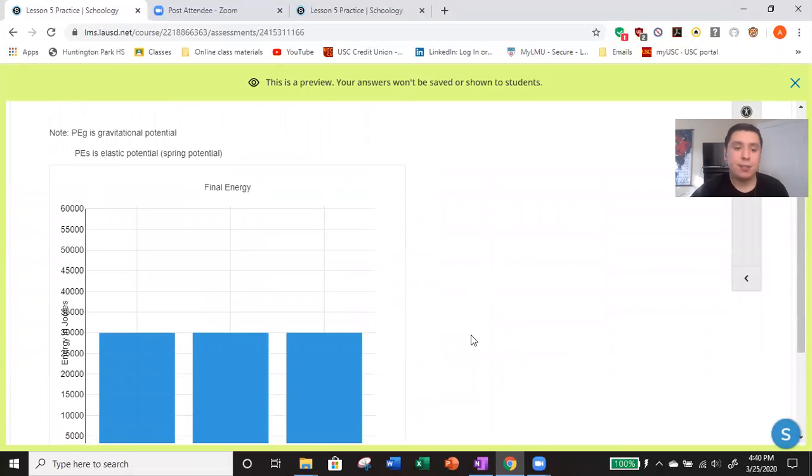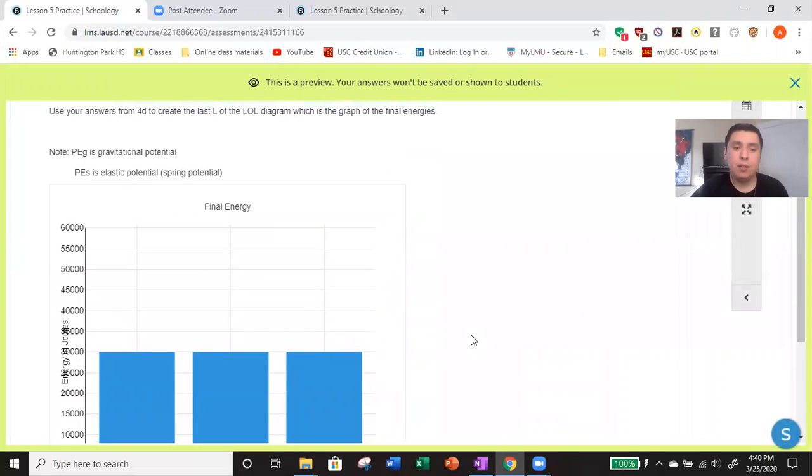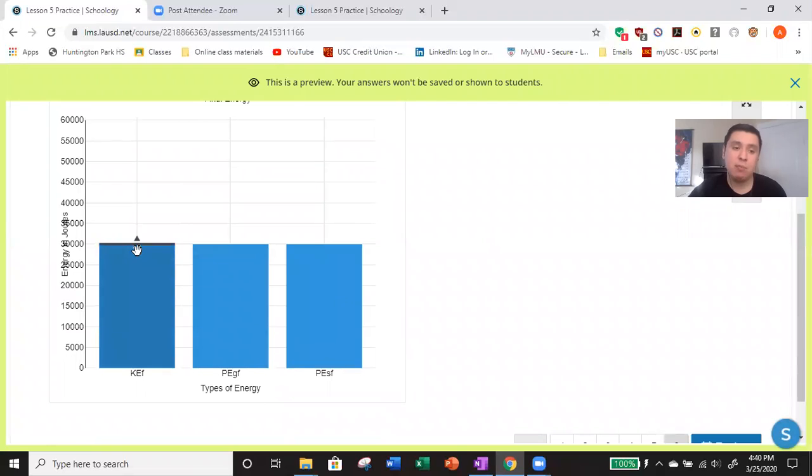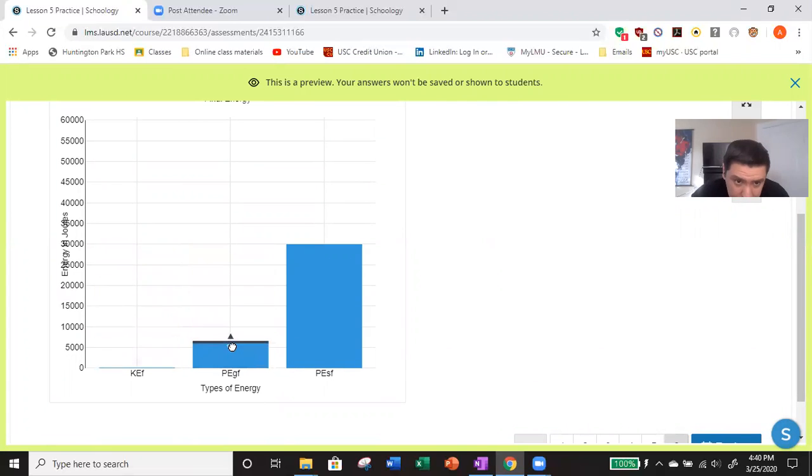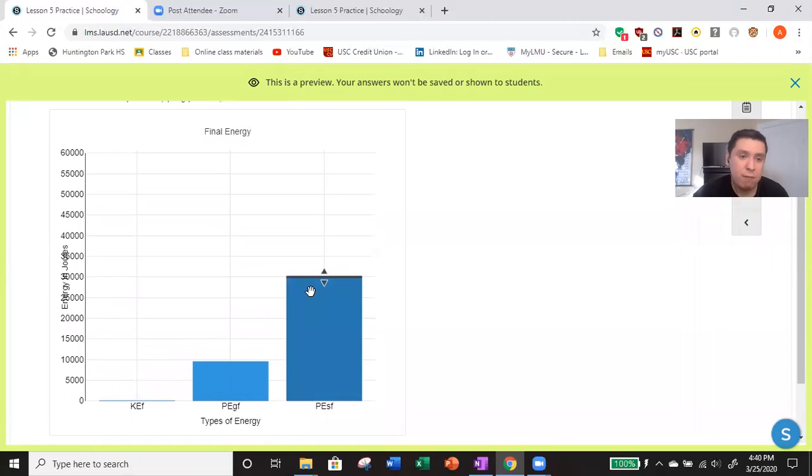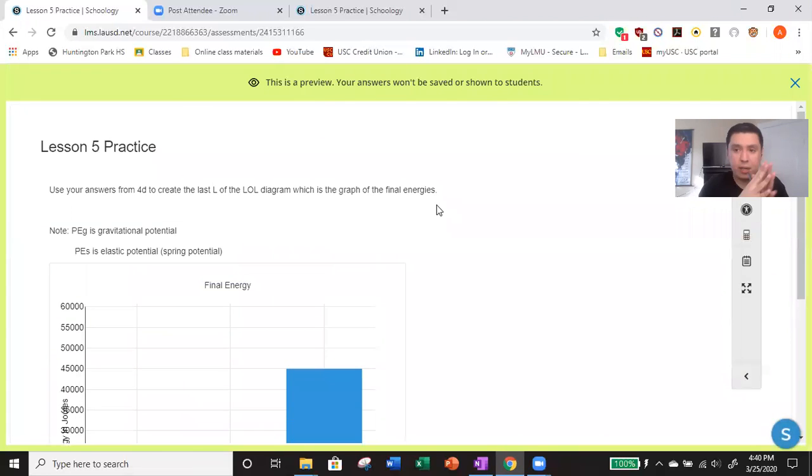And then the final case. For this, there's no kinetic energy, it's not moving, it's completely stopped. The gravity is still 10,000, and then we calculated it, and the spring is 45,000. Remember, energy in the beginning was 55,000, energy at the end, you can check, it's also 55,000. So those are the graphs.